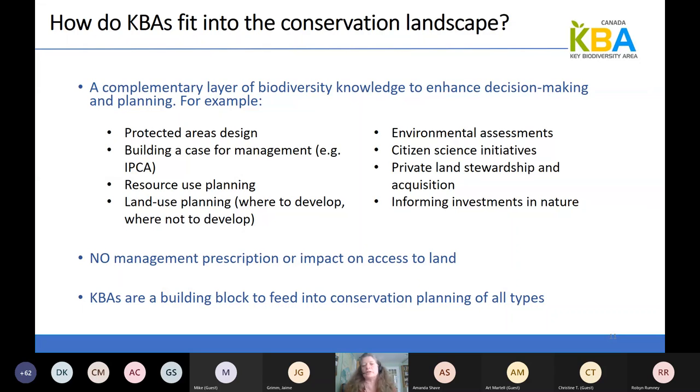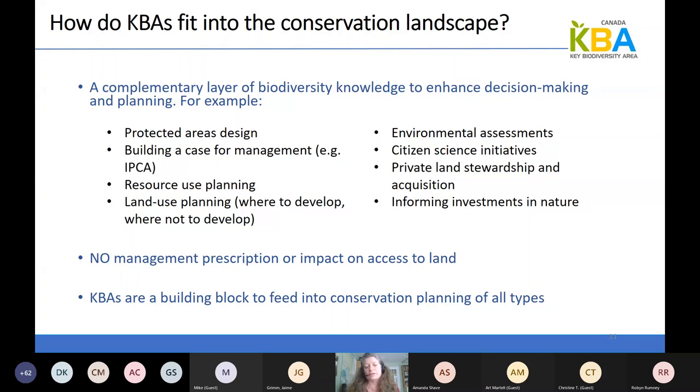How KBAs fit into the conservation landscape: they are a complementary layer of biodiversity knowledge to enhance decision making. Although the conversation that we've been having so far in this webinar has been mostly about protected areas, there are so many more ways in which KBAs will be useful or are envisioned. In fact, I mentioned the end user surveys that were done as part of the global process, and that was confirmed through many groups, from funding bodies to corporations and industry associations. It will also be interesting and important for land use planning, environmental assessments, any kind of private land stewardship and acquisition, and informing investments in nature.